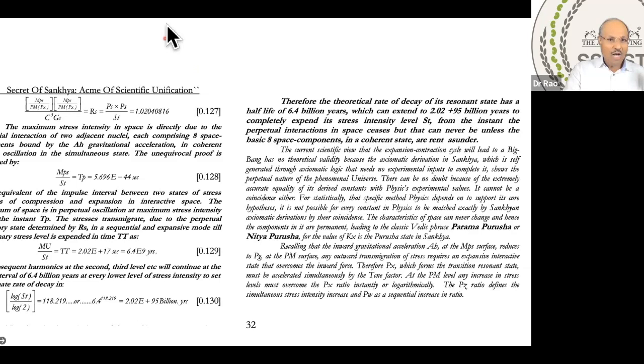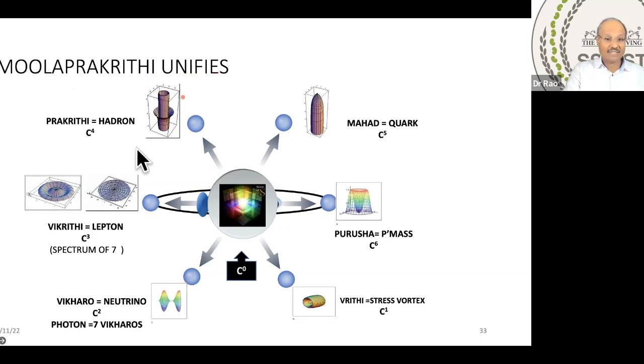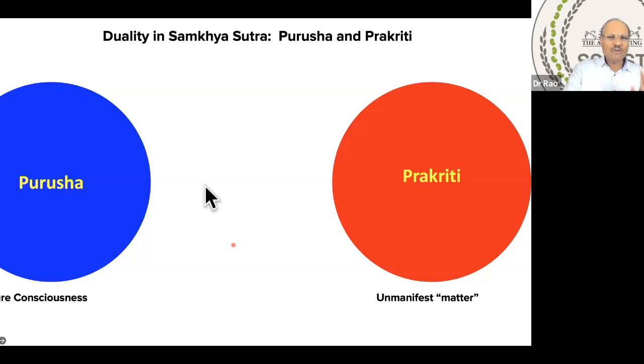Now, let me not go into this detail. Let me try and explain to you in a very simple format. Here, Moola Prakriti explains things like Purusha, which is the Planck mass. And then where quarks come from, the Mahat, the Prakriti, the Vikriti, the Vikaro, the Vritti, all this is pure quantum physics, and it is so beautifully explained in Sankhya Karika. But let us not go into that detail. Let me explain in a very simple way. What Sankhya Karika says is there is a Purusha, which is pure consciousness, and there is a Prakriti.